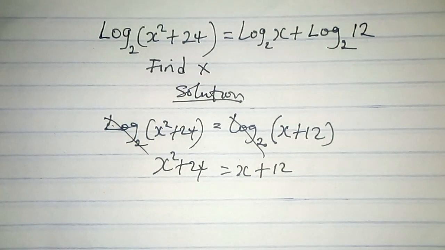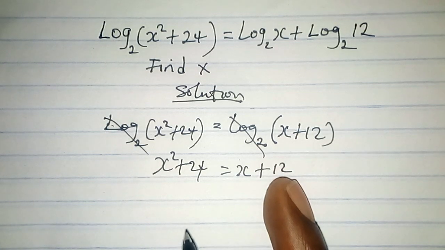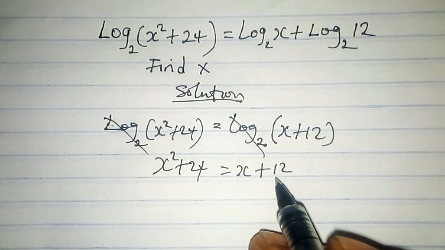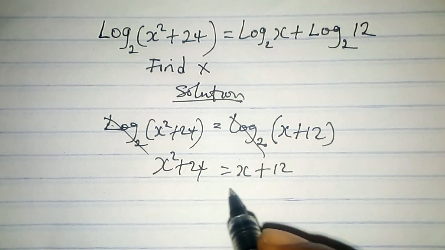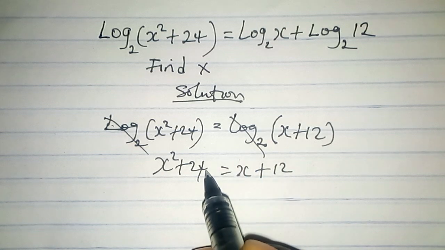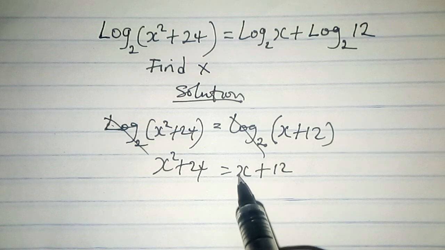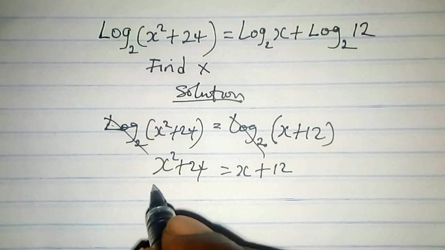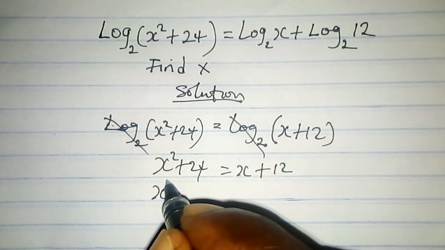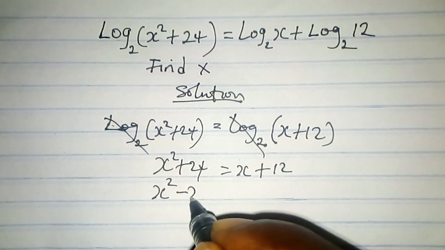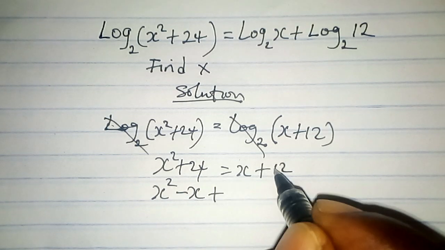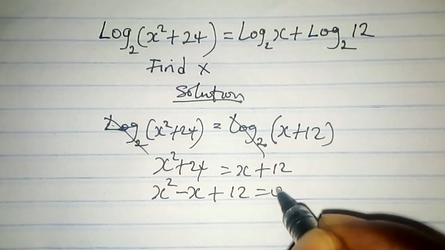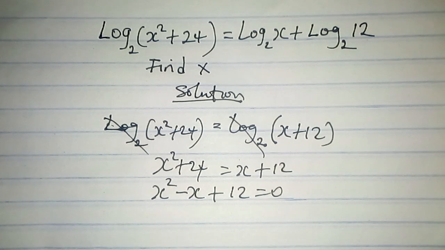So at this point, very simple, we form an equation. We move everything to the left hand side. If 12 comes to this left hand side, it will be 24 minus 12. If x moves to this hand side, it will become minus x. So we will now write it as x squared minus x plus 24 minus 12, which gives us 12, equal to 0. Now what we have here is a quadratic equation.